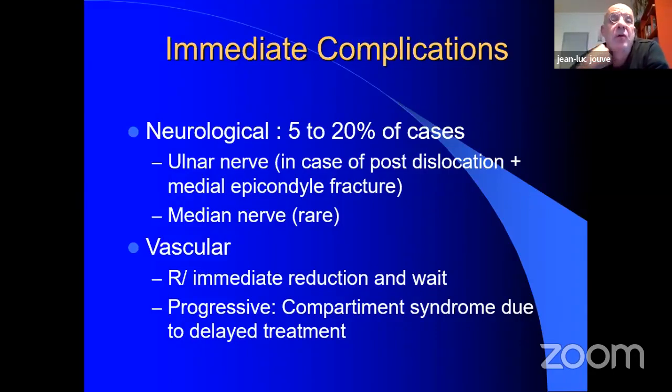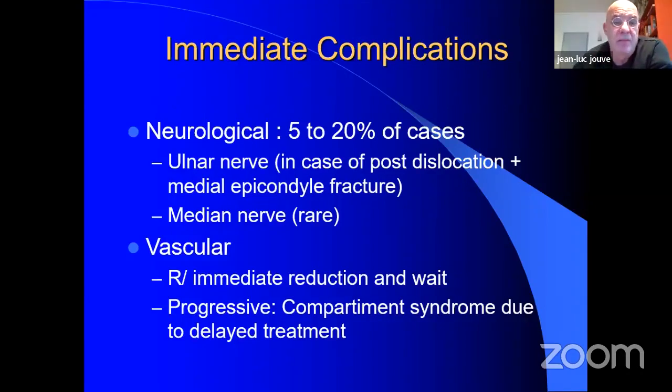It concerns the ulnar nerve in case of posterior dislocation and medial epicondyle fracture. In such a condition, you can understand that the medial epicondyle is displaced. And the medial epicondyle is very close to the ulnar nerve, and in this condition, palsy of the ulnar nerve could appear. In most cases, it's only a temporary palsy, and it will recover spontaneously.